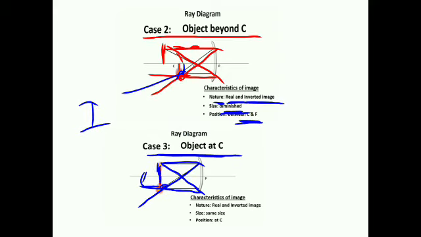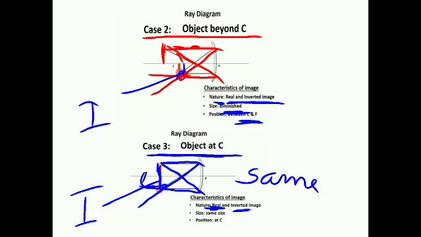We have to draw a down arrow. This down arrow will give the image of the object. And image characteristics: it's a real image, inverted image, and same size. We get same size image at C.